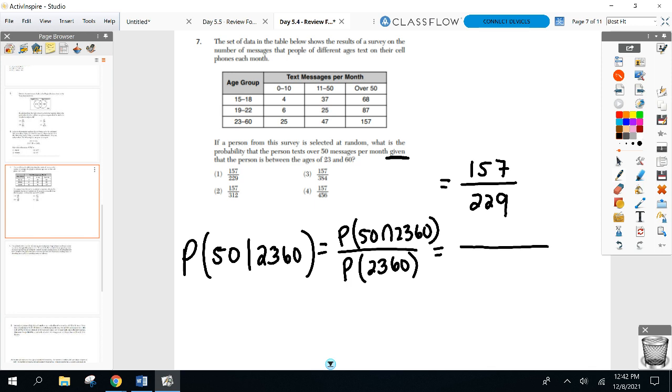What do you got? This is your show. Let's go. Over 50 and between 23 and 60. Okay, and you said you wanted to do the fraction, so 157 out of, now I have to add up this whole table. Not every number, but at least this, and this, whatever I've got going here. You got that for me?